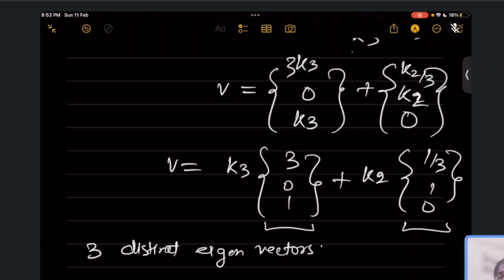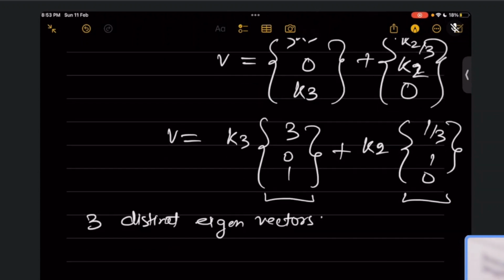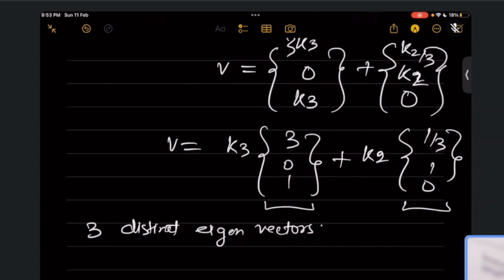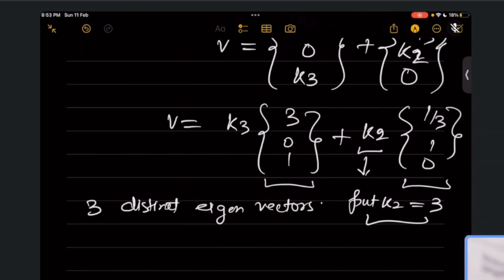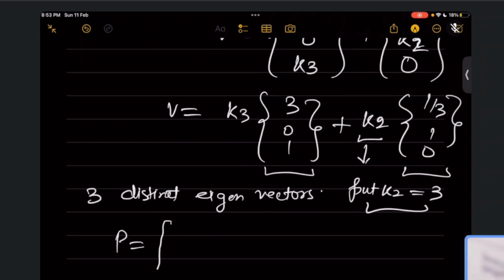Now please find the matrix P quickly, and P inverse also. Here what I can do, यहाँ पे मैं K2 की value I will put as 3. Put K2 as 3. Again I am doing this for making this fraction equal to 1. It will be 1, 1 and 0. Sorry, 1, 3, 0. So the P matrix will be what?